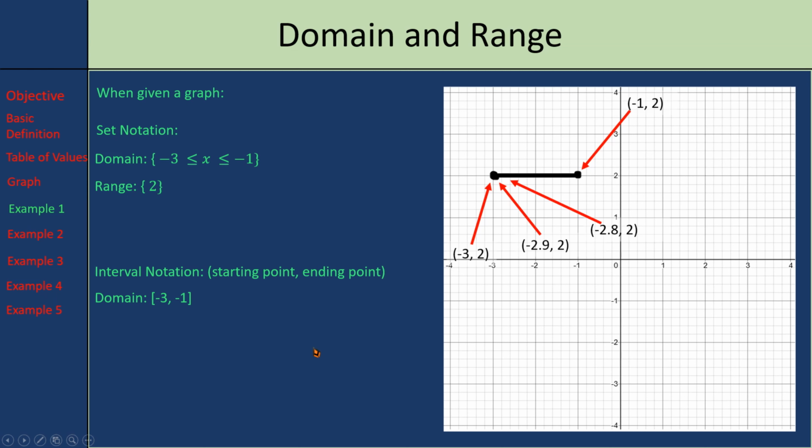Okay, let's do the range. The range, remember, it's only at 2. So it starts at 2, it ends at 2. So here it is. I write square brackets 2, comma 2. It goes from 2 to 2. Basically, it doesn't go anywhere. It's just one single point at 2.